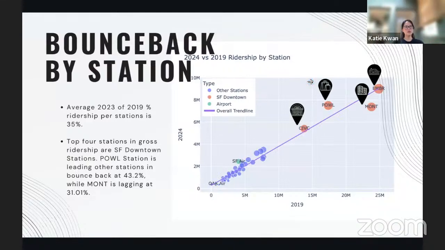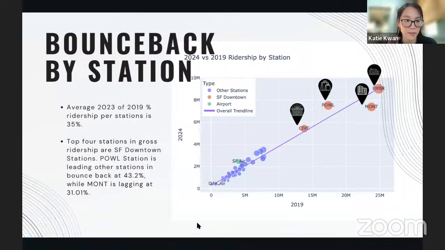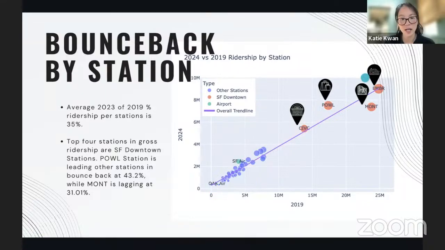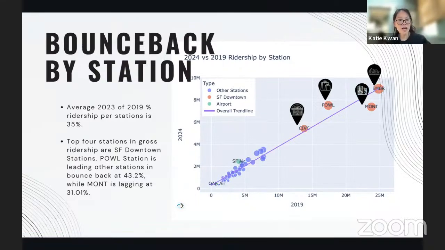Okay, so now we have this great understanding of our stations, but what stations are actually doing really well and which ones are not? So I compared 2024 numbers to 2019 numbers to attach a bounce back rate. I define bounce back as the percentage of rides we have in 2024 to 2019, by station. I know there's a typo right here. So this is a trend line saying, hey, overall, our 2024 ridership is at 35% of what it used to be in 2019. So that is what this line represents. Anything under that is not performing as well, and anything over that is performing better.